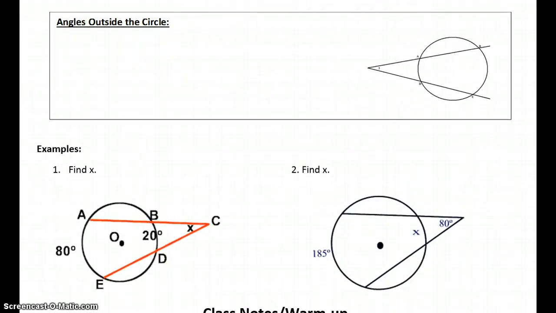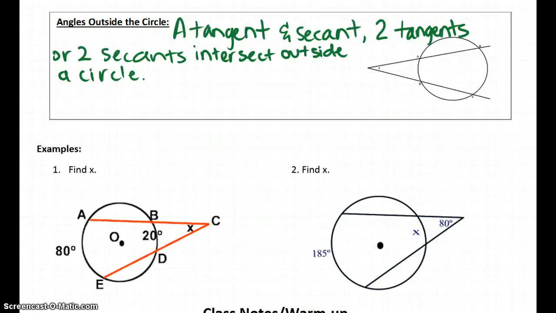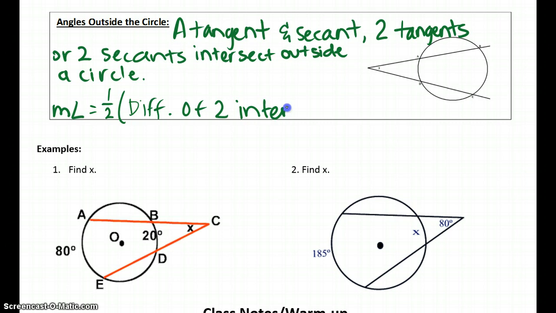Now we're going to look at angles outside of the circle, when a tangent and a secant, two tangents, or two secants intersect outside of the circle. To find the measure of the angle outside of the circle, you take 1/2 times the difference of the two intercepted arcs. Okay, so if you look over here at the picture, the angle is outside the circle right here.